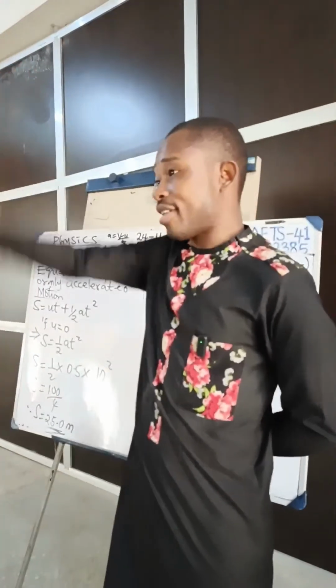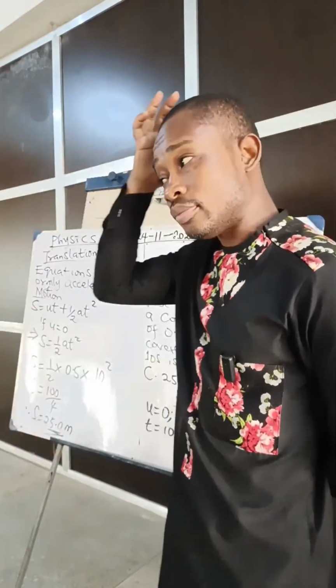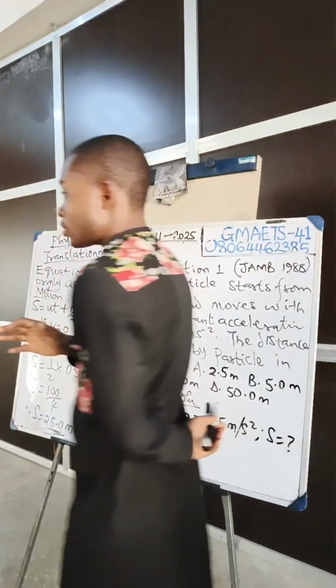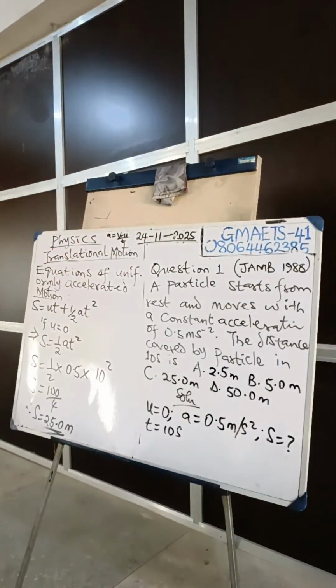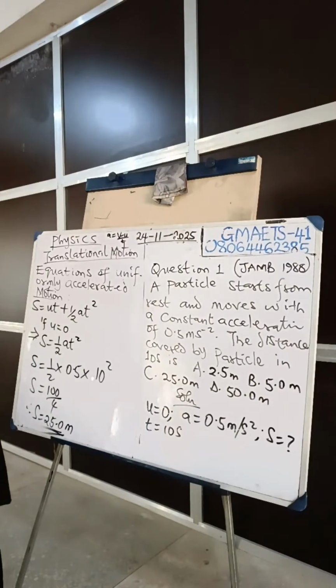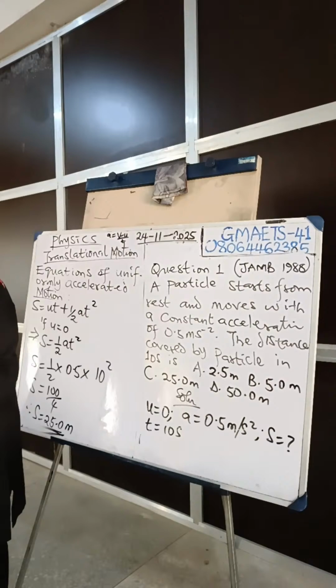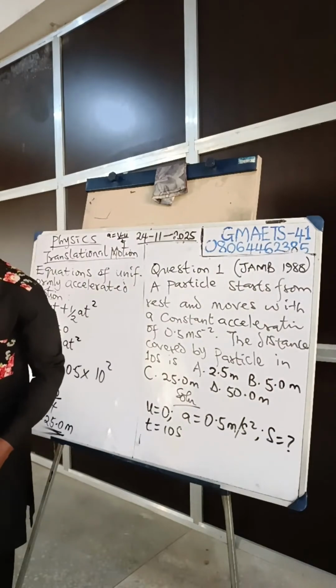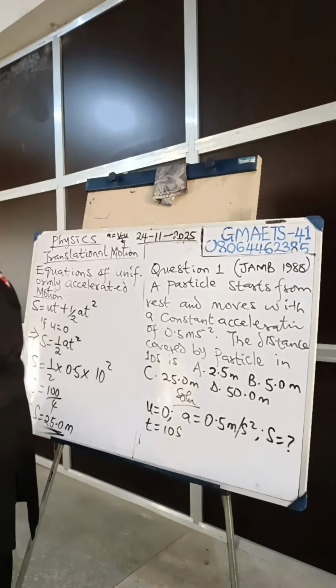equation of motion under gravity, the vertical one. And let me tell you, equation of motion under gravity, you have learned it. You have learned it. And somebody will be wondering, what does he mean? Do you want to know that you have learned it?